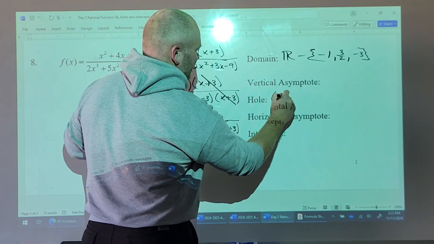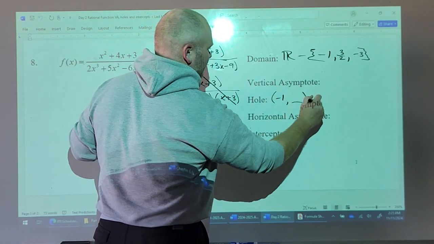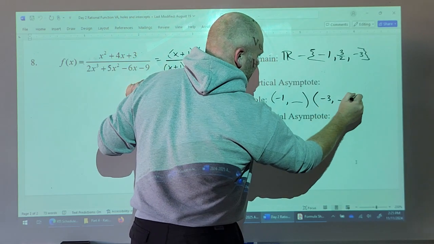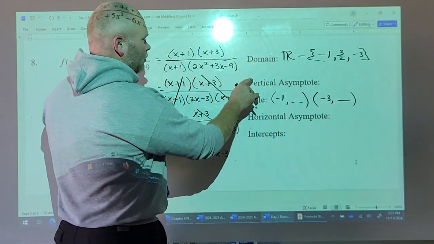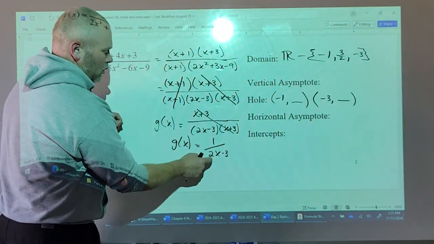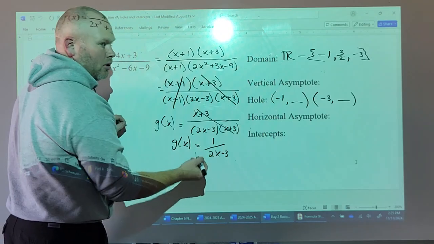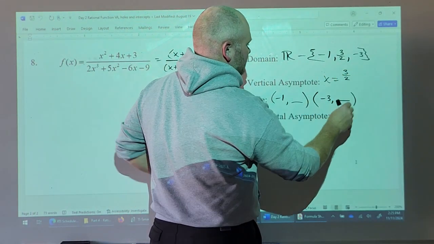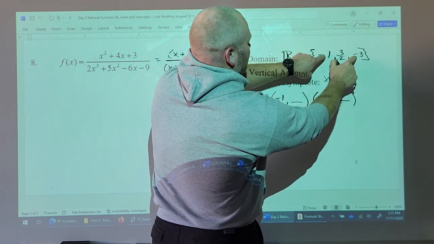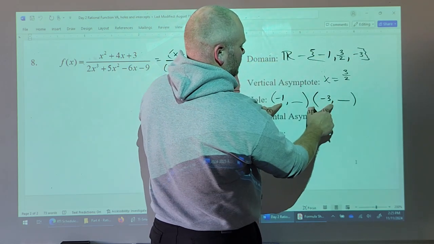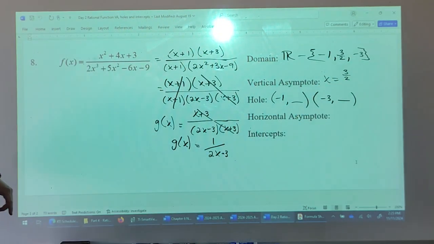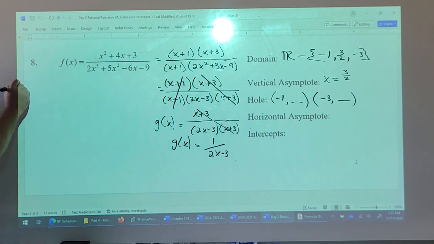So there's going to be a hole at -1, we'll figure out the y value. There's going to be a hole at -3, we'll figure out the y value. So the only vertical asymptote was this one linear factor in the bottom that didn't go away. So x equals 3/2. So these other two values that were the restrictions on the domain, those were holes. The one that wasn't a hole is the vertical asymptote. So hole-wise now, we got to figure out what are the y values at those x values of the holes.